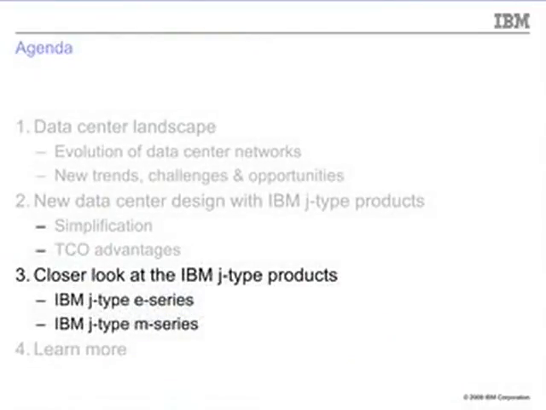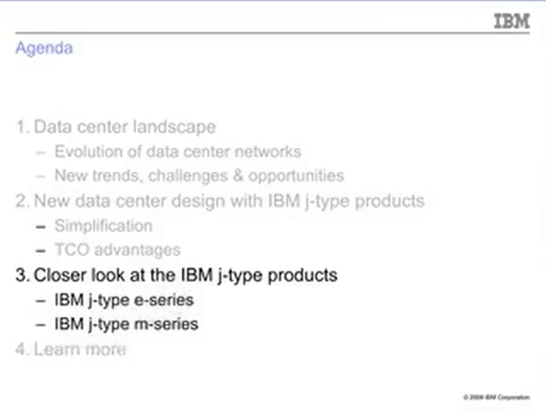So far we covered a lot of stuff, Didi. We talked about the data center landscape, how we got to where we are today. We talked about the trends that are making it even more challenging to scale data center networks to meet the needs of the growing traffic demands. We've talked about how the IBM jtype products can be used to design a new data center network that's simpler than the old architectures. It leads to incredible total cost of ownership advantages.